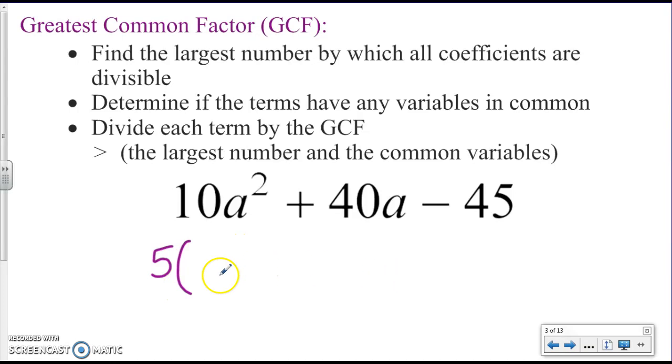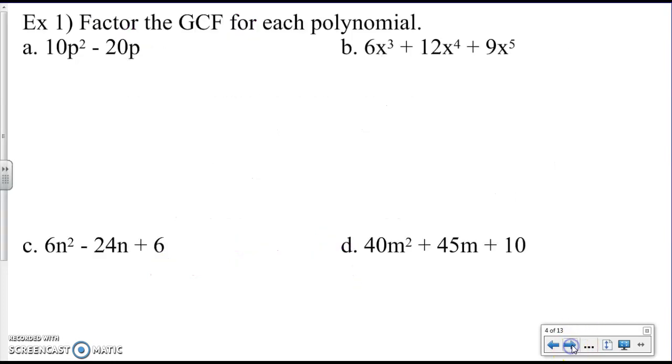To figure out what's left over, we're going to divide. So 10 divided by 5 is 2, still have an a squared there. 40 divided by 5 is 8, still have an a. And 45 divided by 5 is 9, so minus 9. So there's your GCF. Let's go ahead and try 4 more.